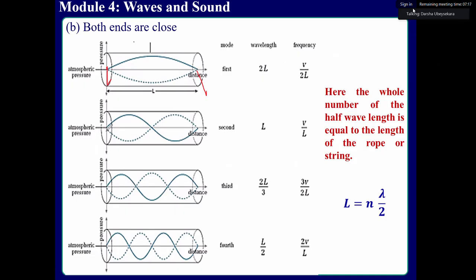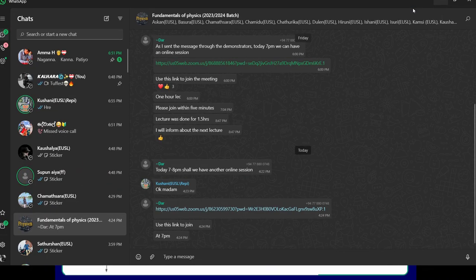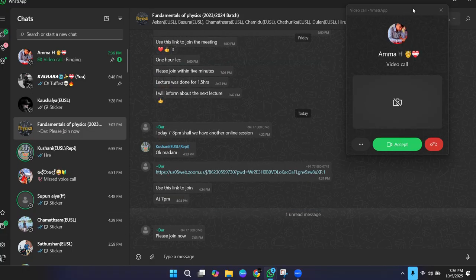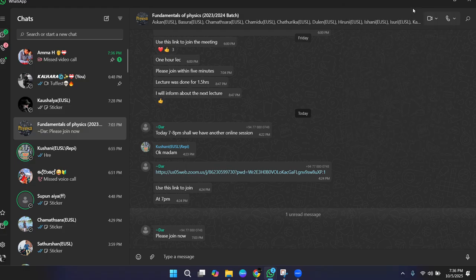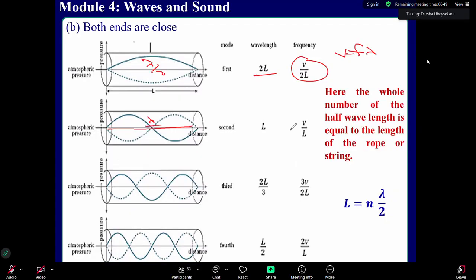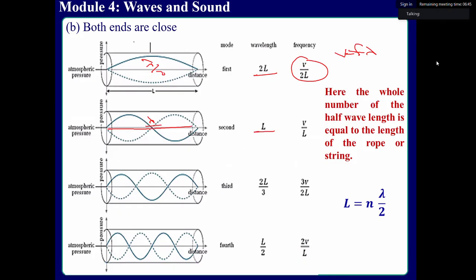we can see what we call the nodes on both sides. So then full loops will be there. Now here you can see obviously this first one, L is equal to lambda over 2, right? Then lambda is 2L. Then frequency is like this because V is equal to F lambda. In the second one, you can see it's a full lambda, no? Because this is what we normally call the full cycle, then it's lambda. Lambda is equal to L.